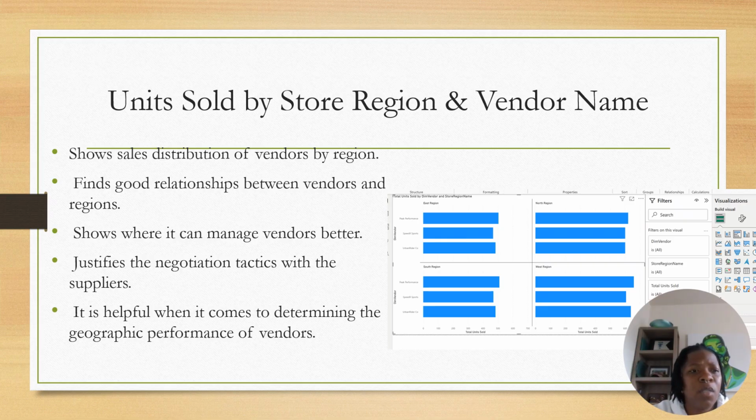Units sold by store region and vendor names. On this slide, you can see the sales distribution of vendors by region, find good relationships between vendors and regions, and justify negotiation tactics with the suppliers. In this table right here, you can see the different regions and vendors.